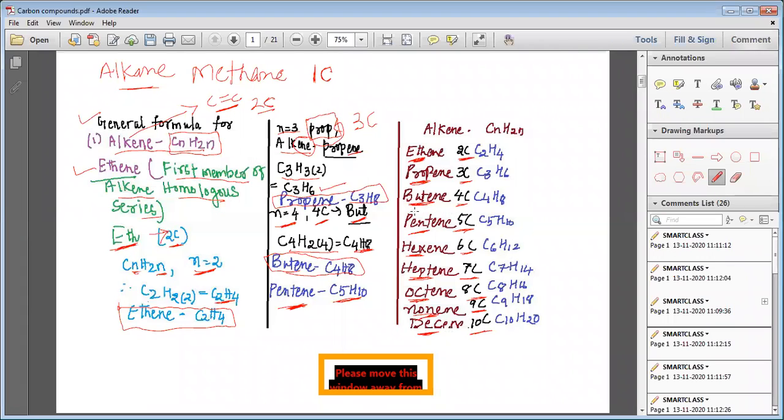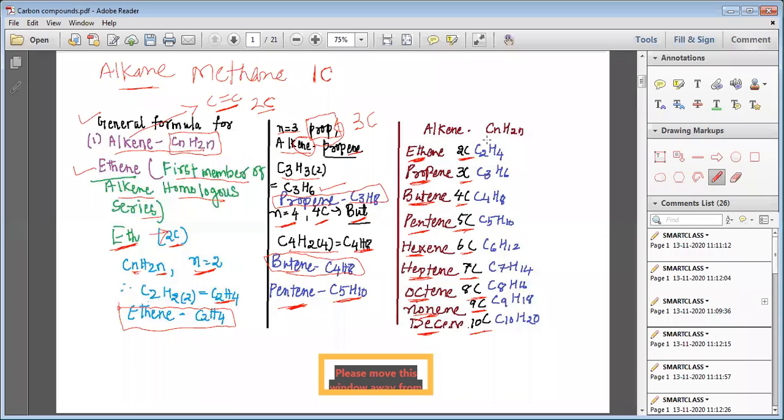Please remember, my dear students, that these are the words that represent the number of carbons. Once again, eth 2 carbon, prop 3 carbon, but 4 carbon, pent 5 carbon, hex 6 carbon, hept 7 carbon, oct 8 carbon, non 9 carbon, and dec 10 carbon.